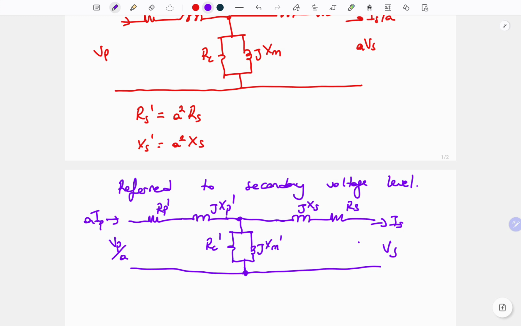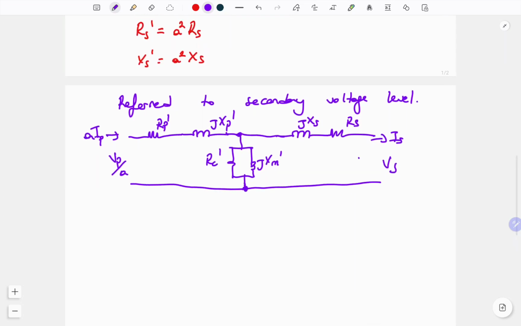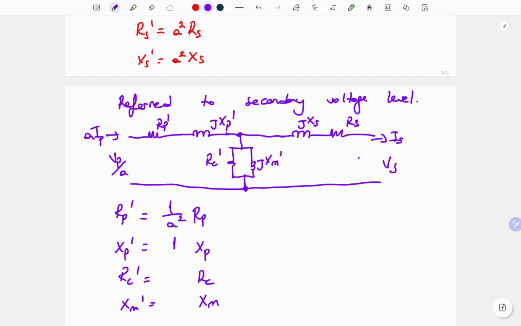Okay, what about the prime values? For the prime values, instead of multiplying with a square, our direction has reversed. Because of this, Rp prime, Xp prime, Rc prime, and Xm prime can be calculated from their primary side equivalents by multiplying with 1 over a square. So if you multiply with 1 over a square, you can find their secondary voltage level referred values.